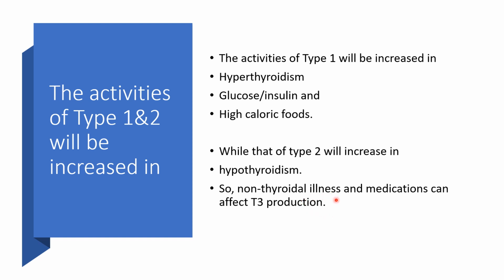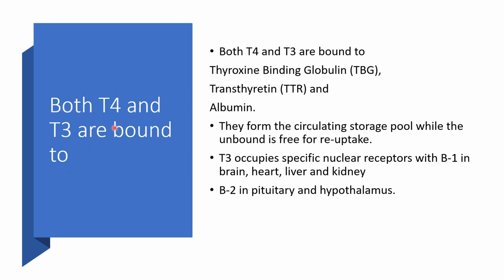You see now that all these things can affect T3 production, because the effect of T3 in the body, the biologically active thyroid hormone, is what is dictating to any human being that you have hyperthyroidism or hypothyroidism. So all these things could lead to effects on T3 production. Both T4 and T3 are bound to thyroxine binding globulin, transthyretin, and albumin. They form the circulating storage pool, while the unbound is free for reuptake. T3 occupies specific nuclear receptors, with beta 1 in the brain, the heart, liver, and kidney, while beta 2 is found in the pituitary and hypothalamus.